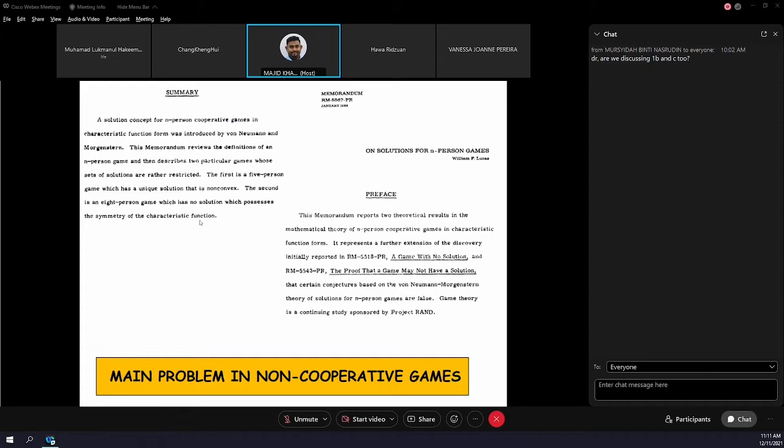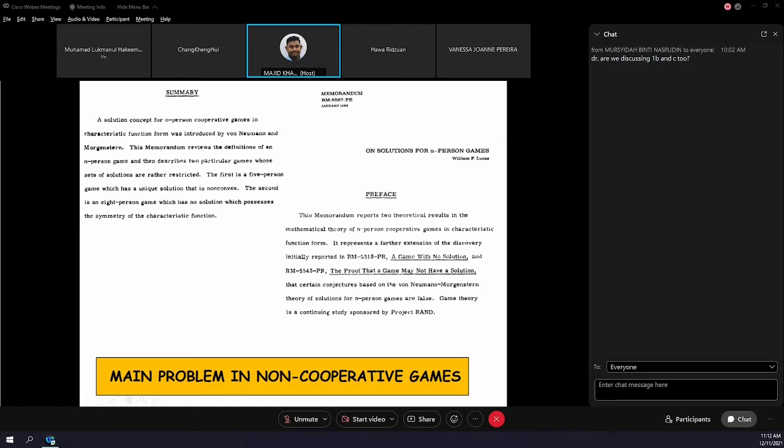But when they do the 5-person game, it has a unique solution that's non-convex. The second is an 8-person game, which has no solutions, which possesses the symmetry of the characteristic function. When you already have symmetric functions, I will not touch on it a lot, you can change this function into the Shapley value. I will go into it in next week's lecture.